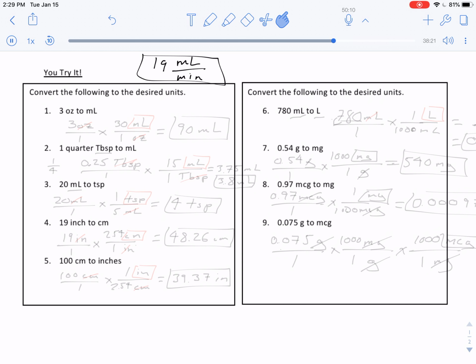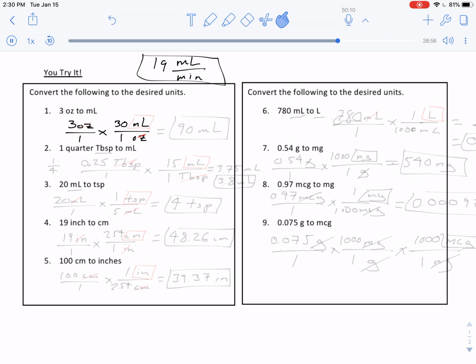So, all right, here I go. I'm going to convert the following to the desired units. I want 3 ounces to milliliters. So I want 3 oz per 1, whatever. I like putting the 0.1. I'm going to convert it to milliliters, right? So I need milliliters on top, but I also need ounces on the bottom to cancel out the ounces of the 3 ounces. So there are 30 milliliters per 1 ounce.